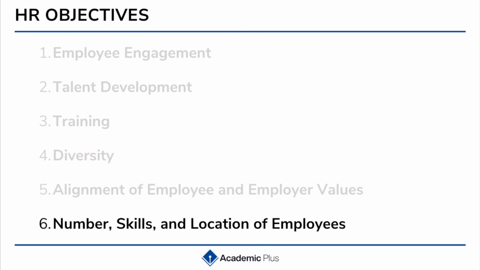And finally, we could look at the number, skills and location of our employees. Quite simply, this HR objective just ensures that the business has the right number of employees with the necessary skills in the right locations, just to help make the organisation become more efficient.